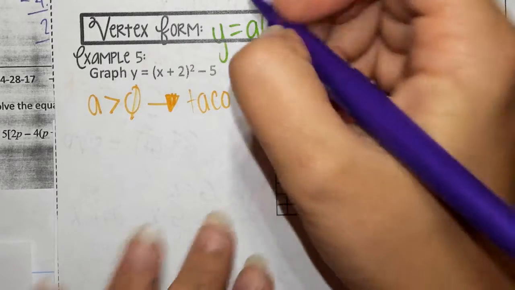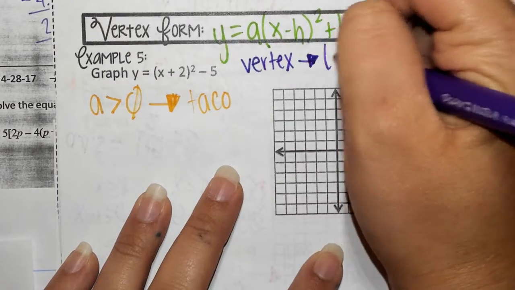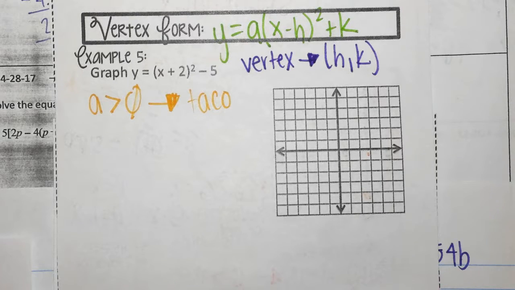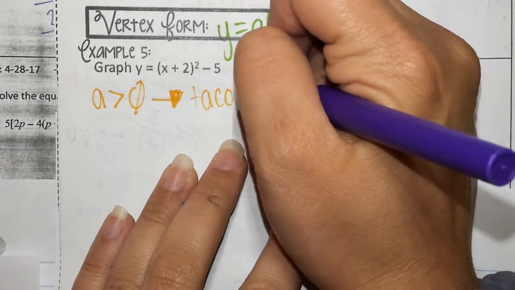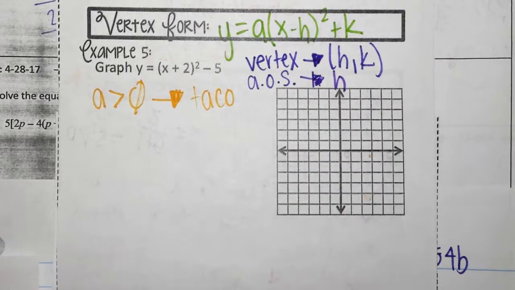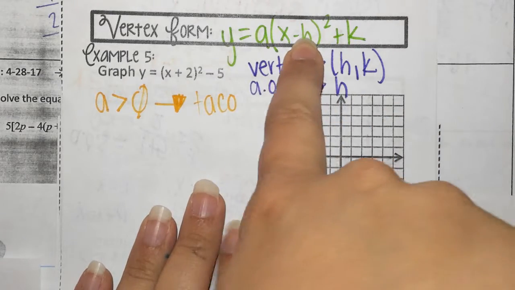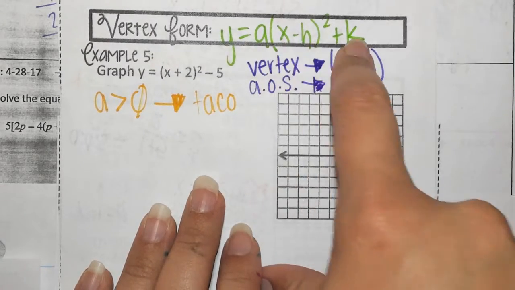Alright, so now your vertex is always, always, always H, comma, K. That gives you your vertex. Now, H is also our axis of symmetry. So, you take the opposite of whatever is in parentheses and this number right here.